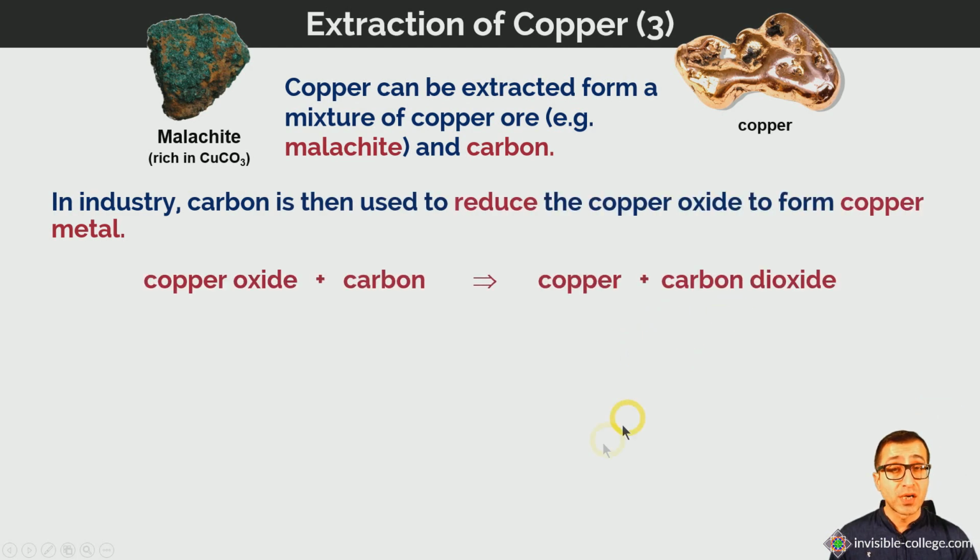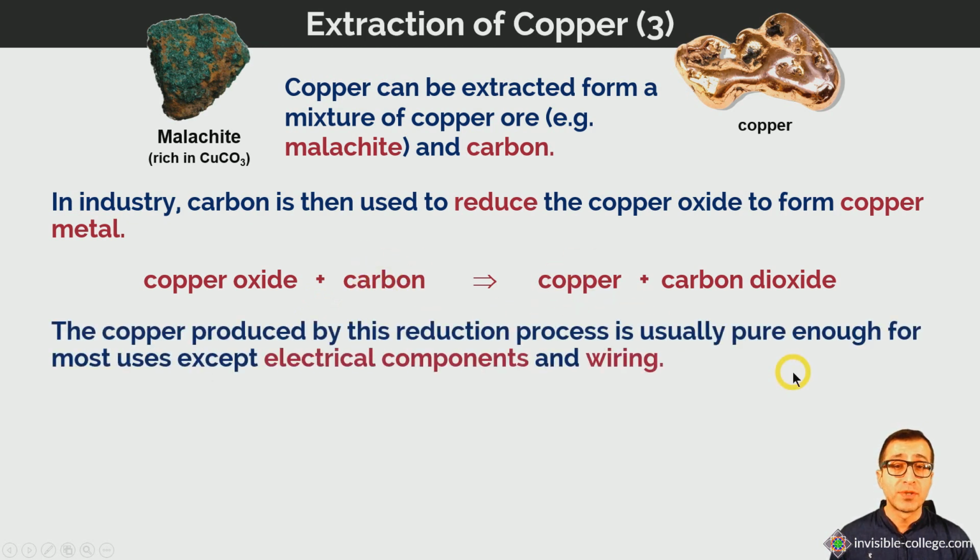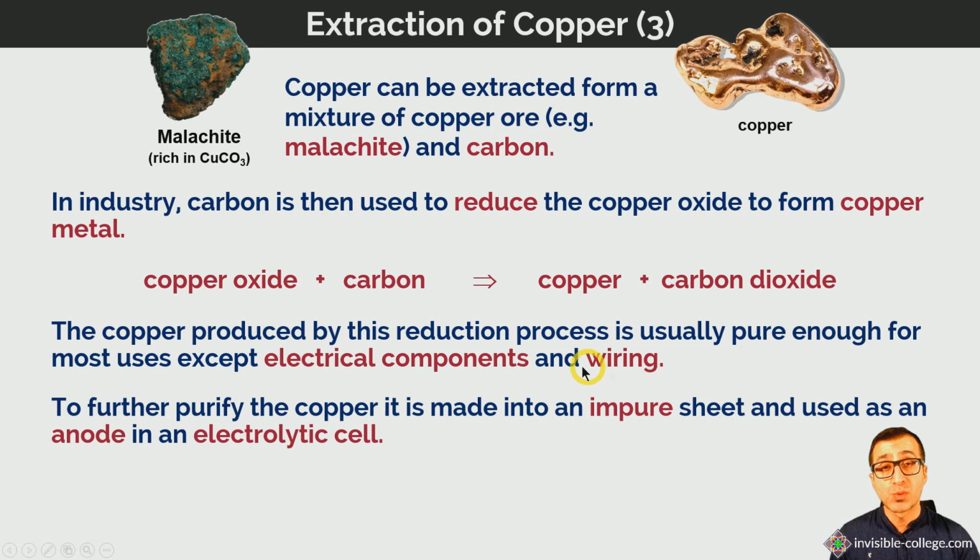Once we've formed our copper oxide, we can then displace the copper from this compound by using a more reactive element such as carbon, and this will then form copper metal and carbon dioxide. Now, the copper produced by this reduction process is usually pure enough for most uses except for electrical components and wiring. To further purify the copper, it has to be made into an impure sheet and then used as the anode in an electrolytic cell, as we saw before, in order to purify it.